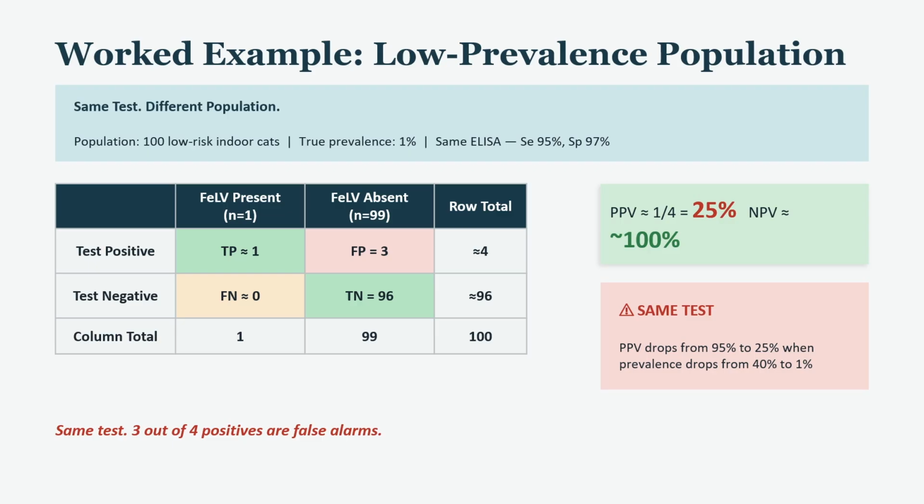You should understand that in a low prevalence population, 3 out of 4 of those positives are false alarms, and you should recommend confirmatory testing before delivering that diagnosis.